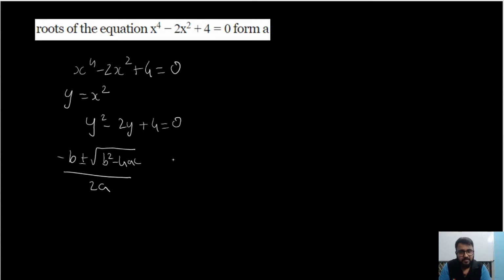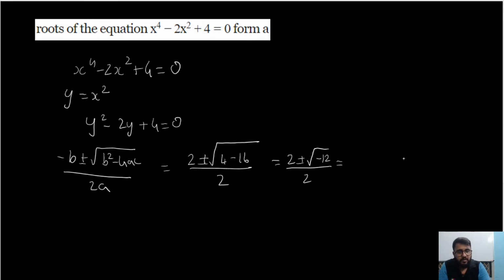So here the value of b is minus 2, a is 1, and c is 4. When you substitute that here, you get 2 plus or minus root of 4 minus 16 divided by 2, which gives you 2 plus or minus root of negative 12 divided by 2. Root of negative 12 can be written as root 12 i, and root 12 can be written as 2 root 3 because 12 is just 4 times 3. You write that here and simplify to just 1 plus or minus root 3 i.